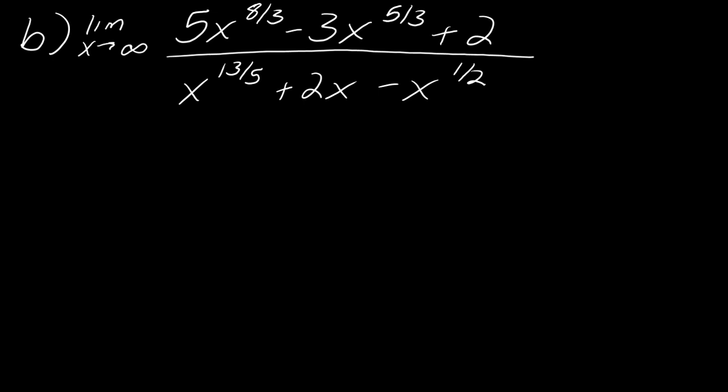Okay, so for this problem, this one's going to be a bit of a party. You've got the limit as x approaches infinity of 5x to the 8 over 3 minus 3x to the 5 thirds plus 2, and then this is x to the 13 over 5, and then 2x minus x to the 1/2. So there's just a lot going on here.